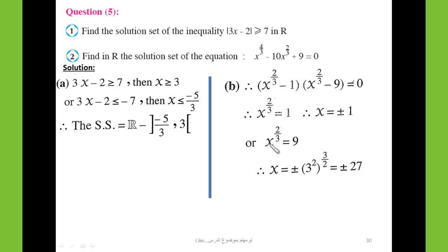So x power 2 over 3, all to the power 3 over 2, equals x power 1, positive or negative. 9 raised to 3 over 2 equals positive or negative 27. And the solution set equals 1 and negative 1 from the first solution, 27 and negative 27 from the second solution.